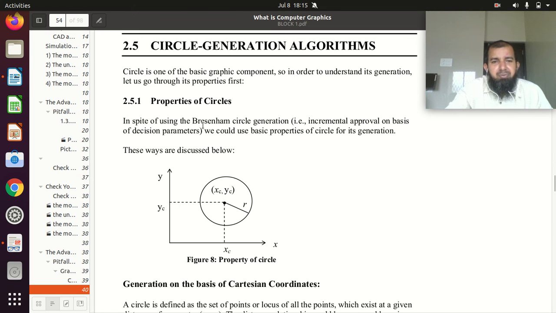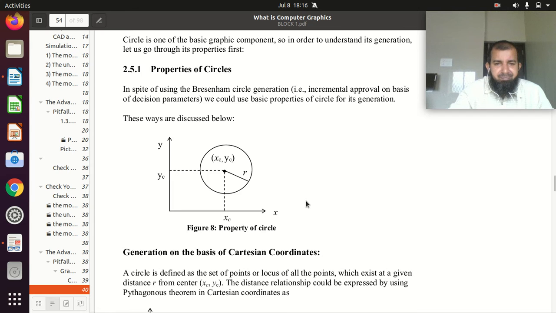Instead of using Bresenham circle generation, that is, an incremental approach on the basis of a decision parameter, we could use the basic properties of a circle for its generation. The decision parameter is very important. Based on the decision parameter, we find the next x and y value. When we take an example, it becomes very clear. These ways are discussed below.